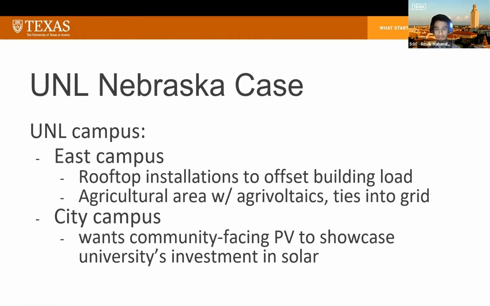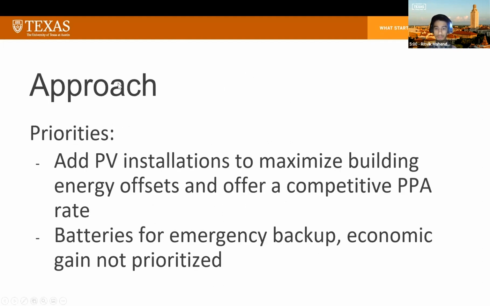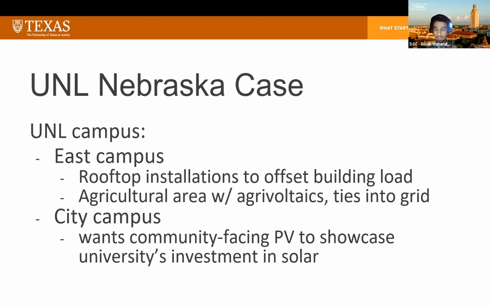Starting off with some background for our use case, there are 2 main parts on the University of Nebraska Lincoln. The first part is East Campus, where we focused a lot on rooftop installations to offset the building load. The other part was City Campus, and we figured the university would want to use this campus, since it is in downtown Lincoln, to focus on more community-facing PV projects. One example we had is designing a solar flower installation in one of the fields on campus so that students can learn more about the photovoltaic installation that is going on.